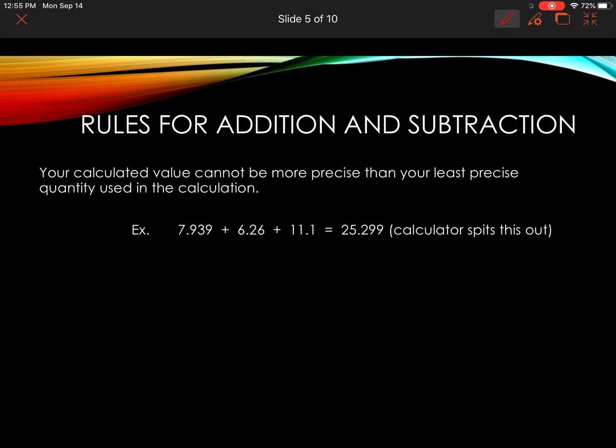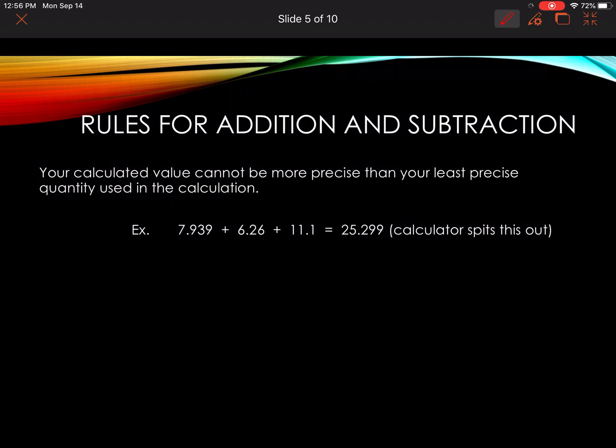Now, when we're adding and subtracting, your calculated value cannot be more precise than your least precise quantity used in the calculation. It's kind of a lot of words there to make sense of, but what that means is your answer cannot be more precise than the initial numbers that you had. So the initial data that you have is going to determine what your final answer is going to be. So for example, here we have 7.939 plus 6.26 plus 11.1. If you put that into your calculator, it's going to spit out 25.299.